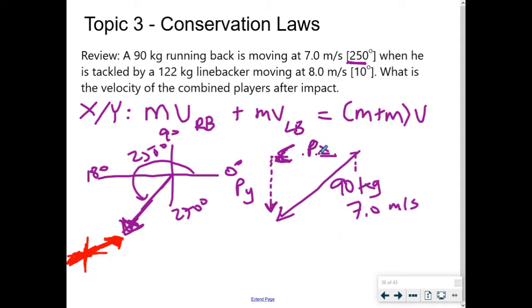How do I solve for the x and y components? What do I need to do? Trig. Sine or cosine? What's the only thing I'm missing, though? I don't actually have an angle on here yet, do I? What angle should I use, and where should it go? You don't have any great ideas?